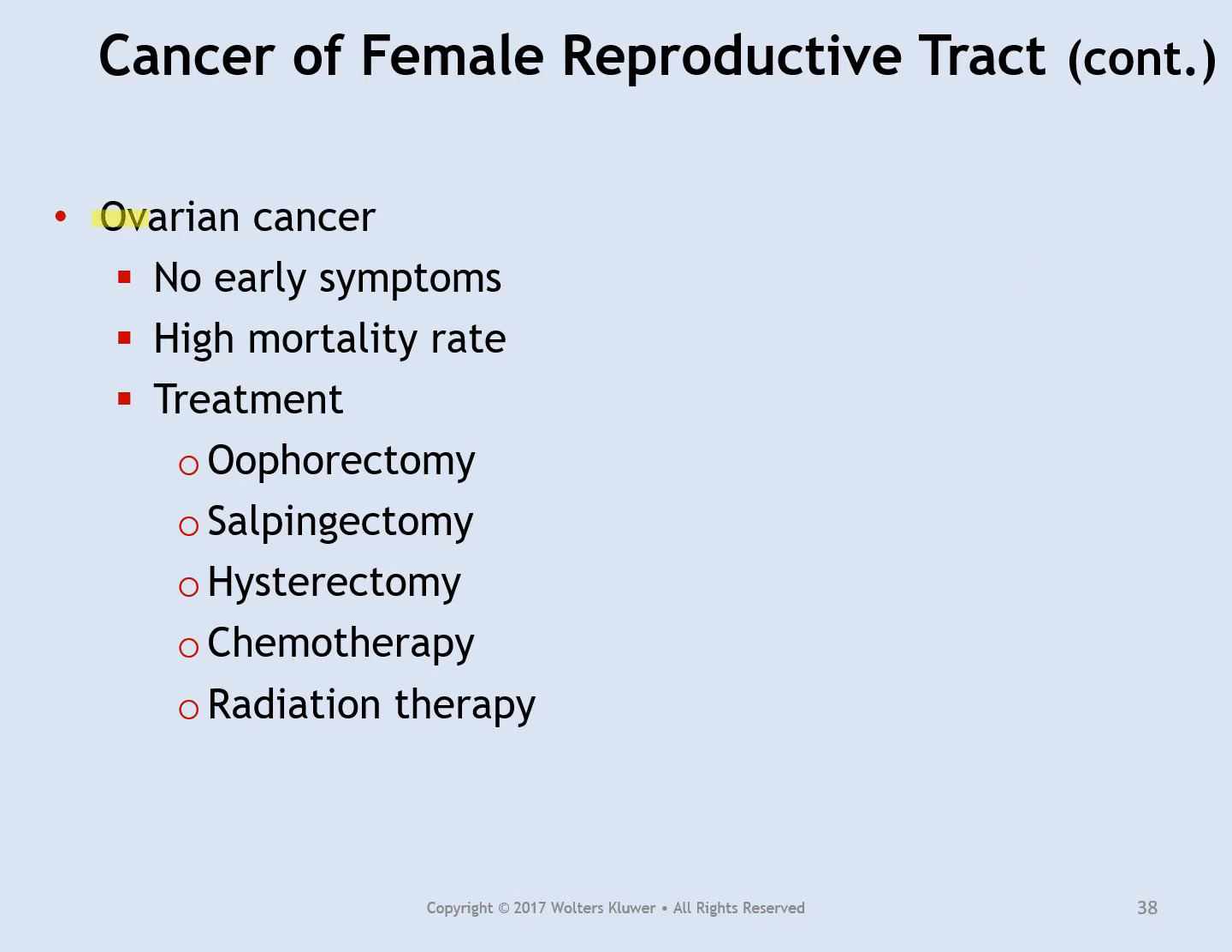You can also get cancer in the ovaries. Unfortunately, it is hard to detect, and there's a high mortality rate because of that. You can undergo an oophorectomy. And remember, oo is eggs, or in this case, the ovaries are removed. Salpingectomy, if needed, if that's where the cancer is. A hysterectomy to remove the uterus, and chemo and radiation as well.